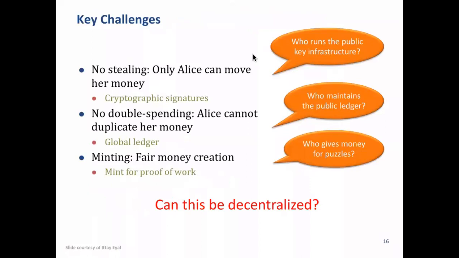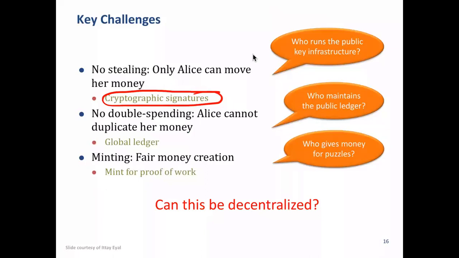So no stealing is solved with cryptographic signatures. It means that nobody should be able to steal my money if I sign the transaction that I am doing. Every transaction, when I'm sending money to somebody, should be signed by my digital signature. That's a simple solution, right?